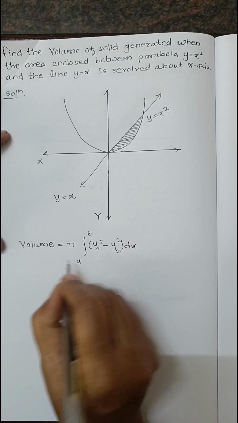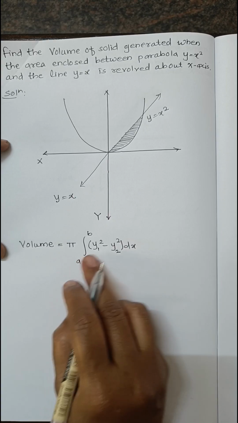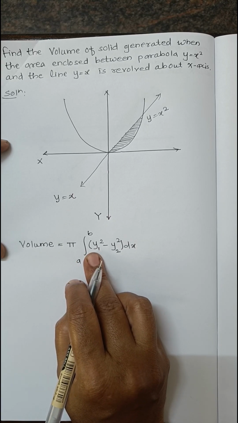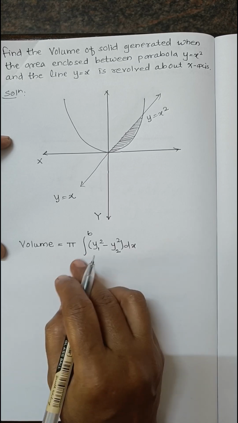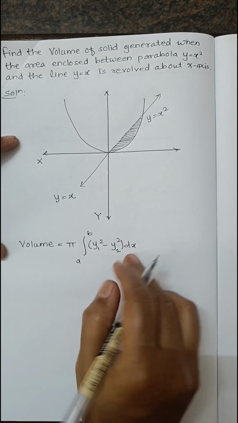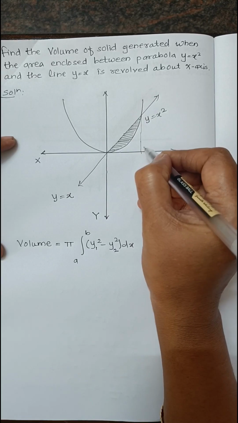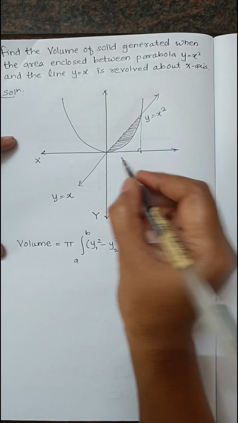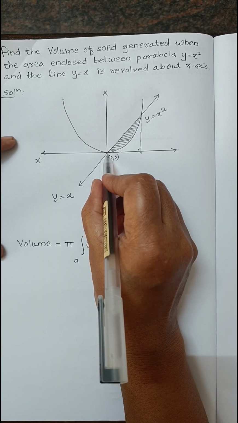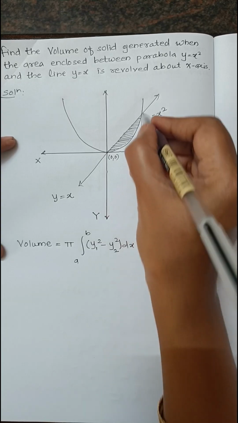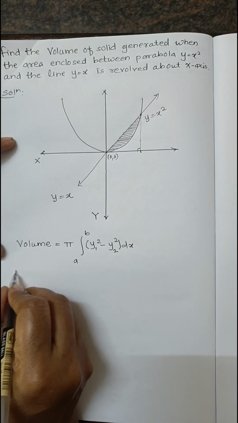Now we have to find the volume. To find the volume we need these limits, right? And we have to express the equations of the curves, y square, as a function of x. Now the limit is of x, and x varies from the origin to this point, which means we need to find this point of intersection. Therefore let us find the points of intersection.